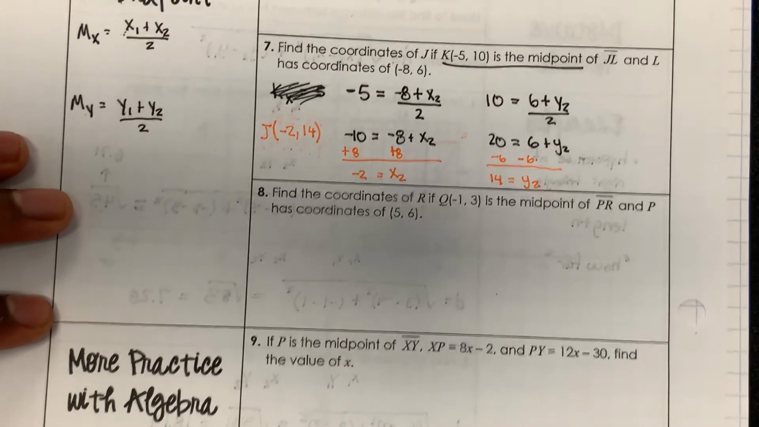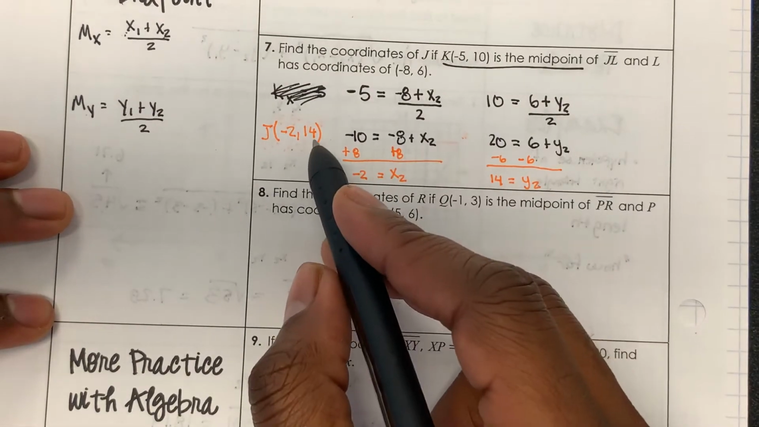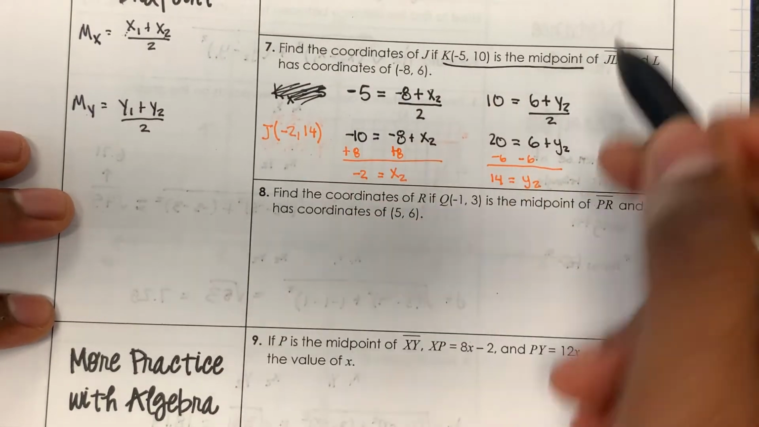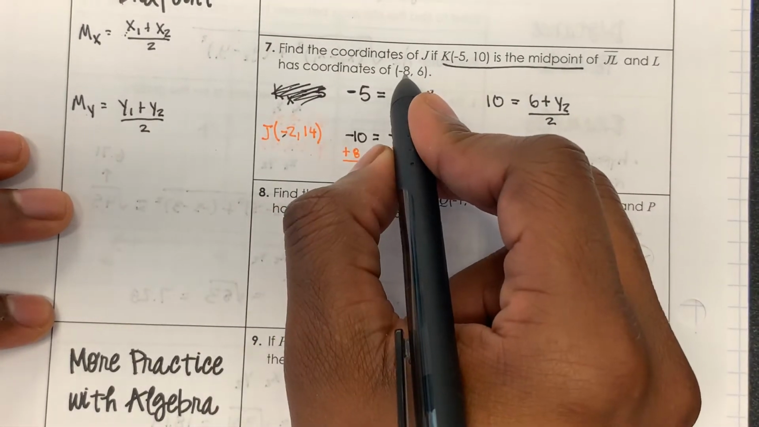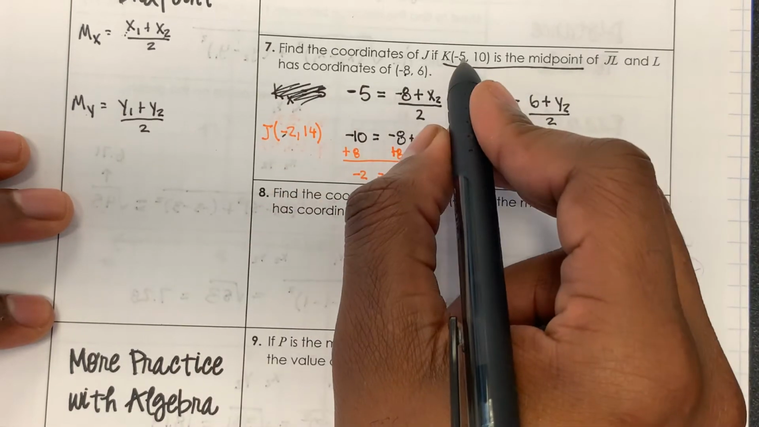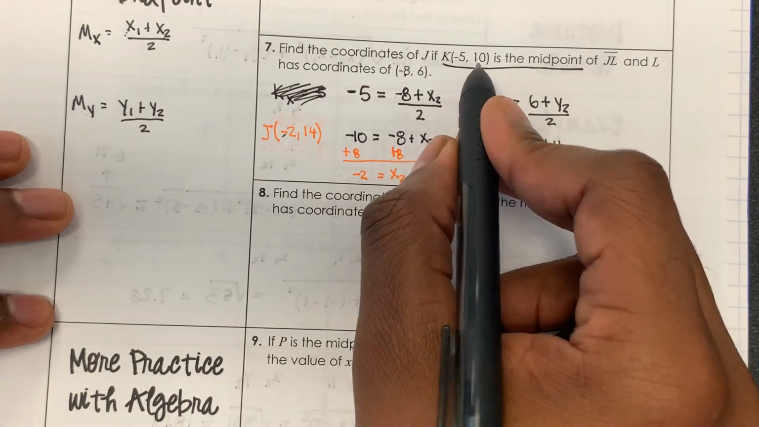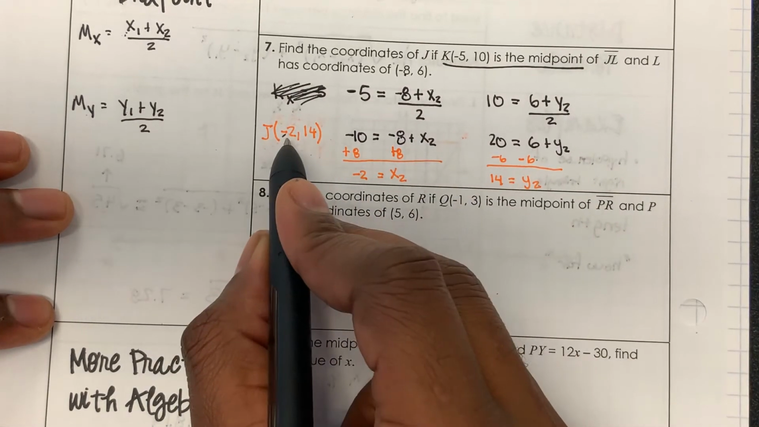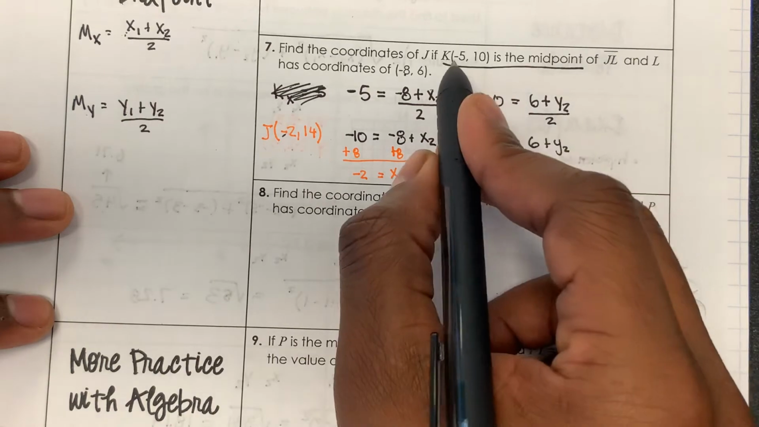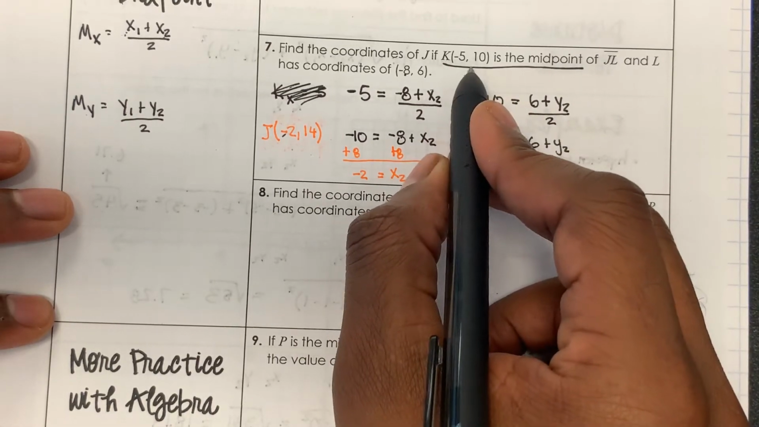So the first thing that we should do is check to see if this actually makes sense. -2 plus -8 is -10 divided by 2 is -5. 14 plus 6 is 20 divided by 2 is 10. So we know the coordinate that we got for J works because it gives us this as the midpoint.